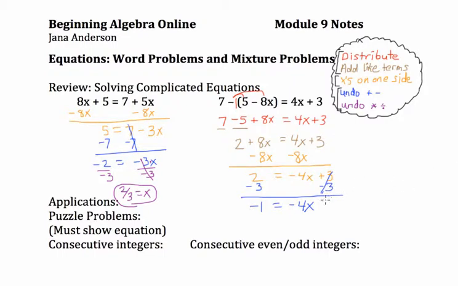And your last step is to undo the multiplying. Undo multiplying by negative 4. So you divide by negative 4 on both sides. Negative divided by negative is a positive. 1 divided by 4 is 1/4, or 0.25. X equals 1/4.